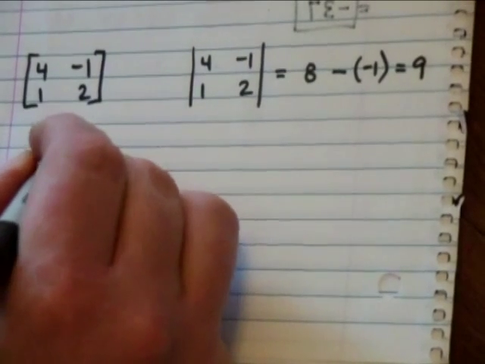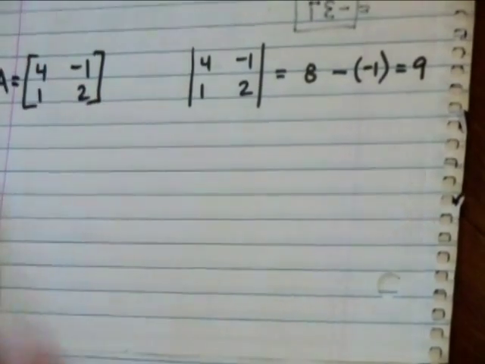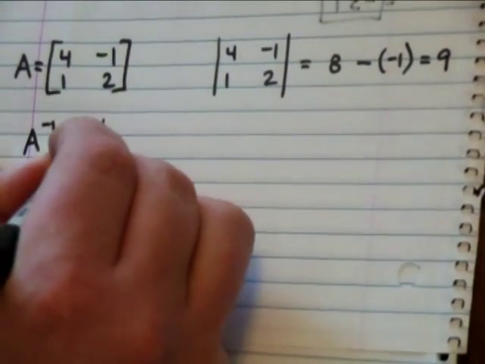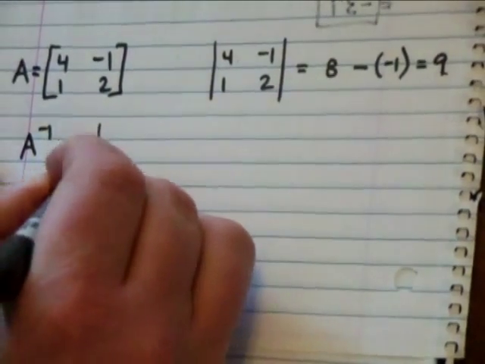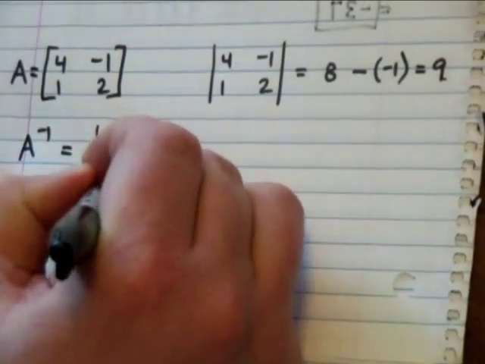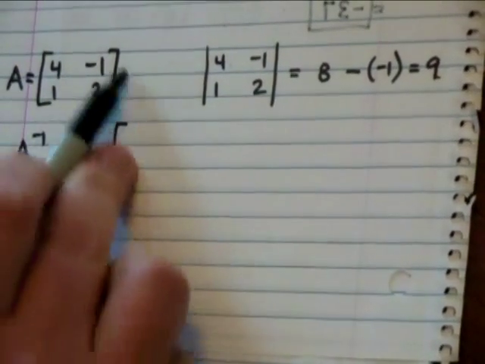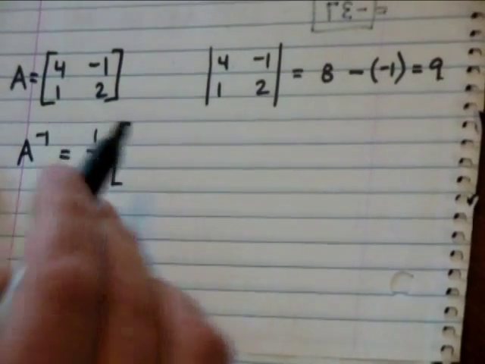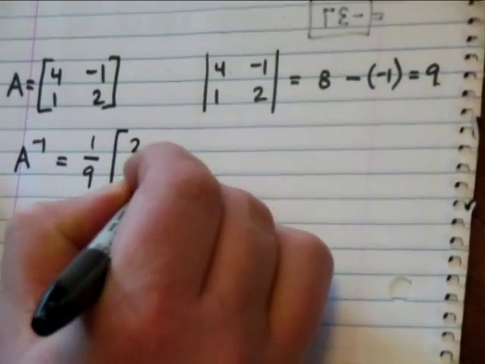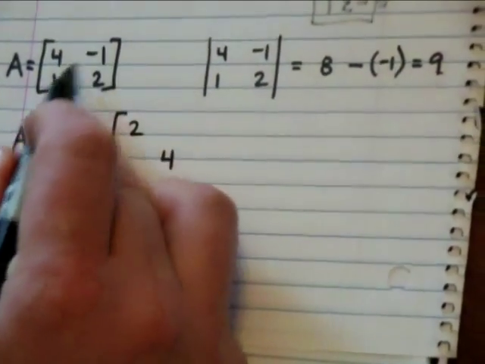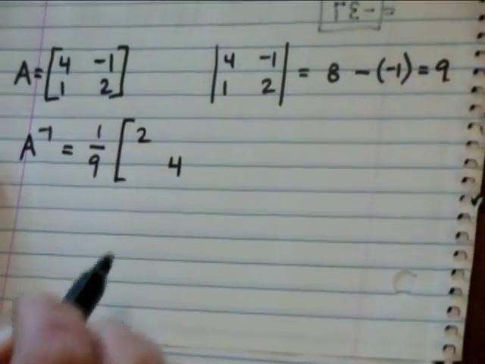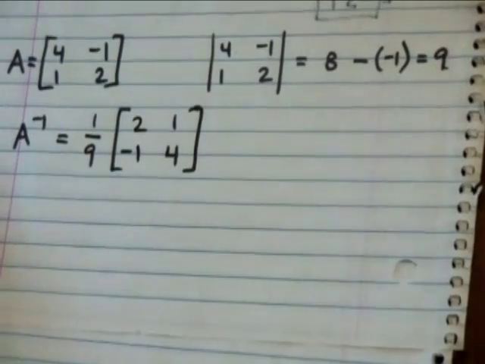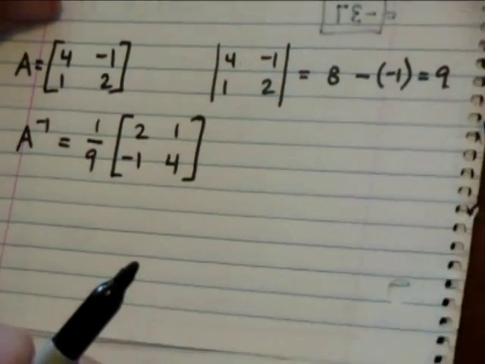Since the determinant is not 0, I know that there is an inverse. And then to find the inverse, if you want to call this matrix A, then the inverse of A is 1 over the determinant that we just calculated, so 1 over 9, times a modified version of the original matrix. Just like before, we flip-flop the entries on the downward diagonal, and we negate the entries on the upward diagonal. Okay, so that is the inverse of matrix A.